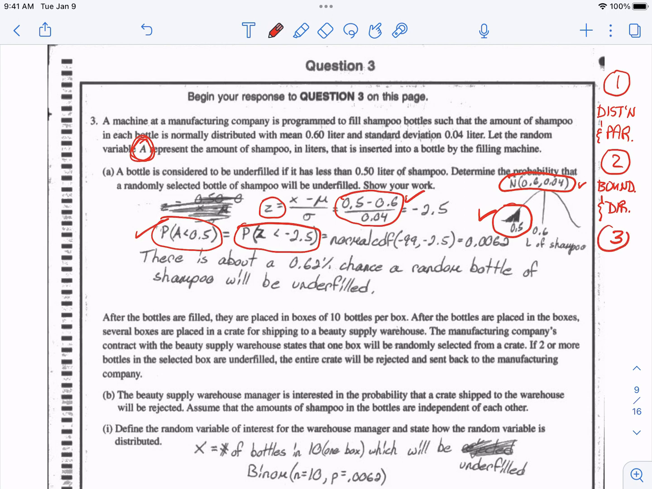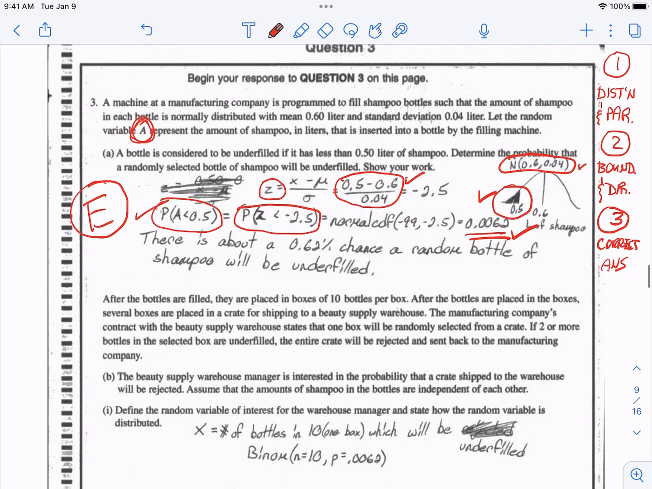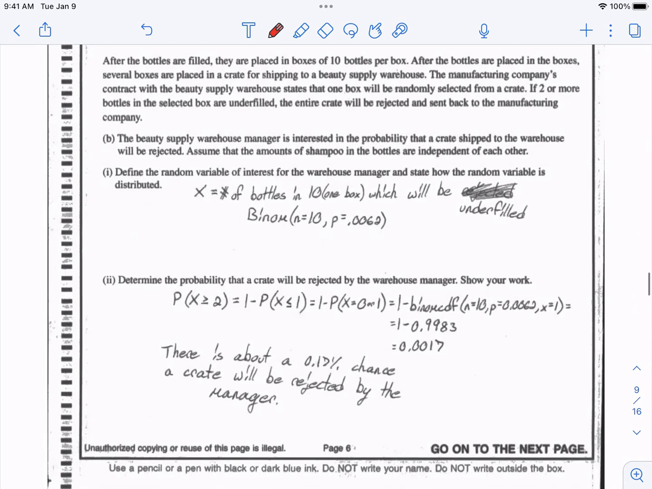And then lastly, of course, they need the correct answer. And they have that. They have the correct answer written. So the 0.0062. So this student would have received an E for this problem because they had distribution and parameters clearly, boundary and direction clearly, and the correct answer. So that part is an E. Moving on to part B. Part B has 2 subparts, so you might imagine there's actually 4 components for students getting full credit here.